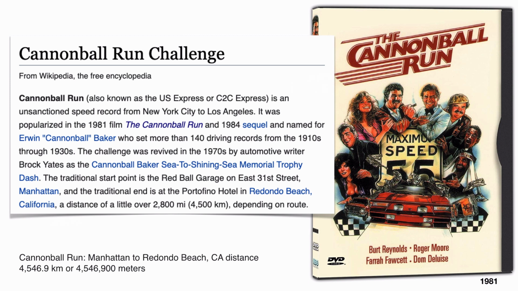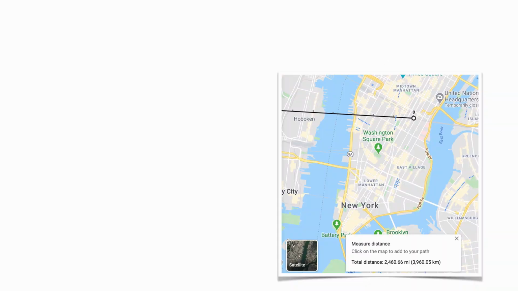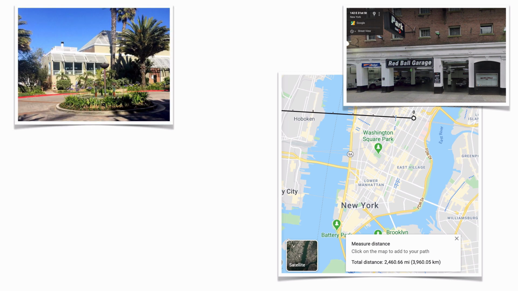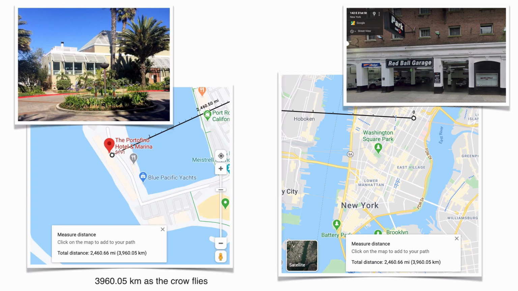All right. So let's use this as an analogy for our number line. We're going to start our number line at Red Ball Garage. That's the starting point of the Cannonball Run. We're going to end up at the Portofino Hotel, which I believe is Redondo Beach, California. And so as the crow flies, it's 3,960 kilometers. Obviously, the driving distance is much further.